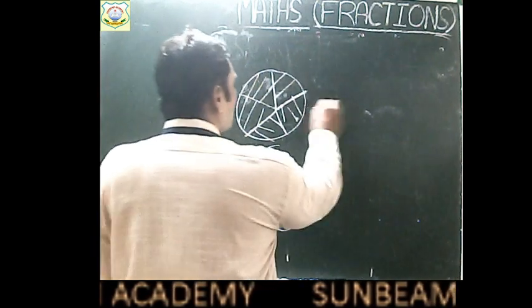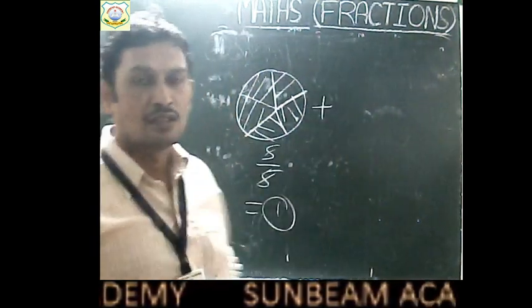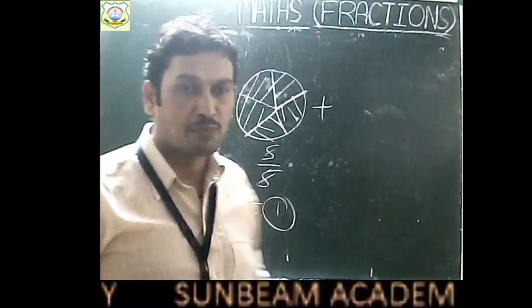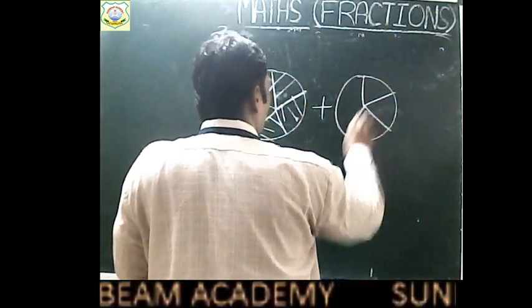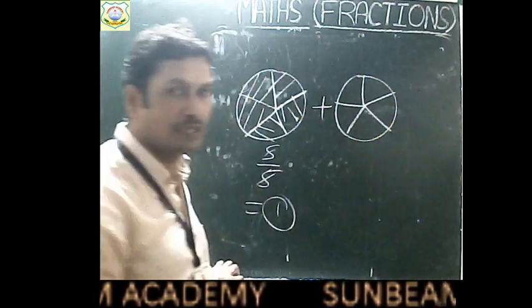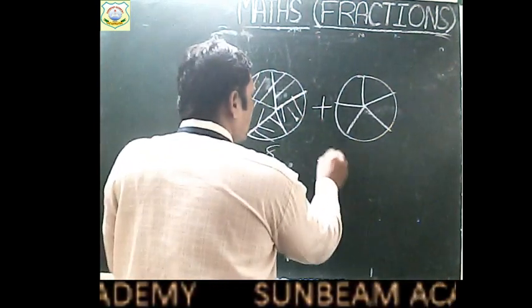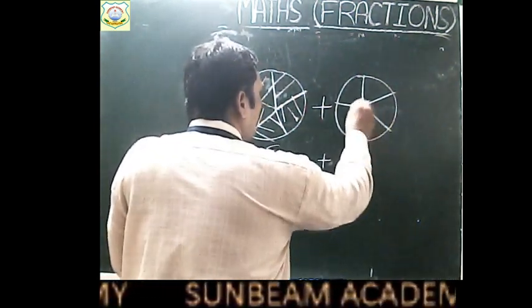Now after that, suppose you have got another apple, and in the other apple again you have made 5 partitions. Okay, and out of these 5 you have again taken all 5 parts.